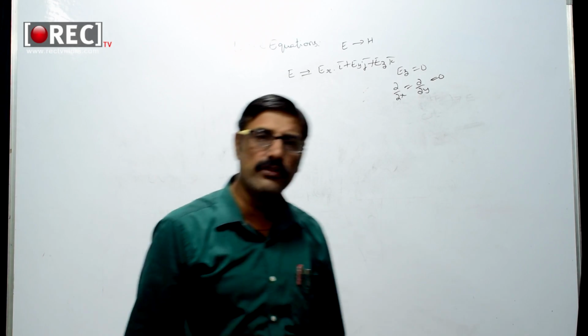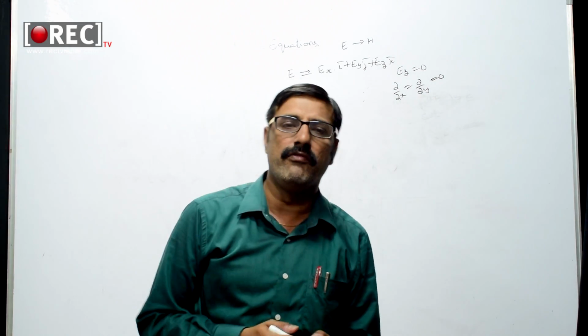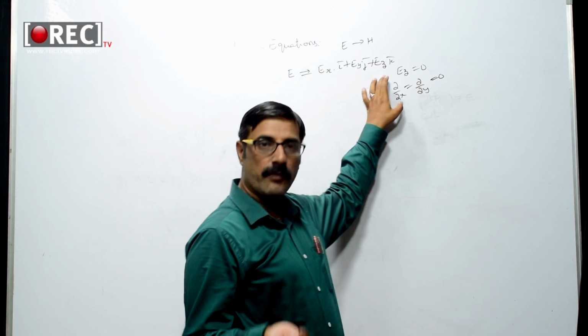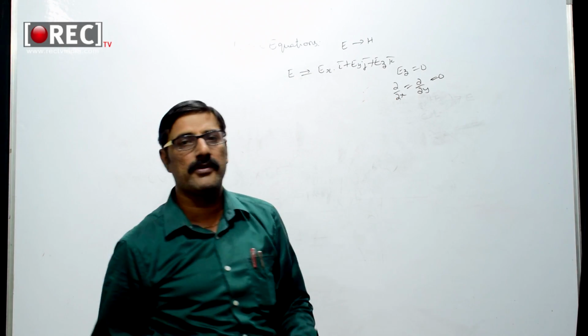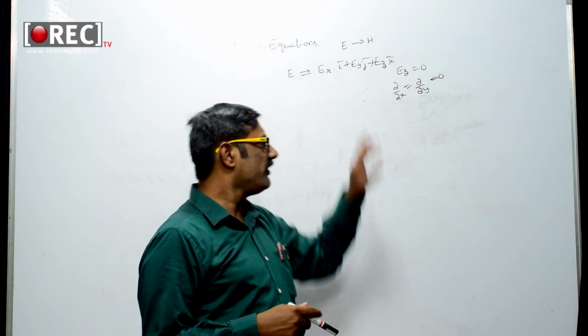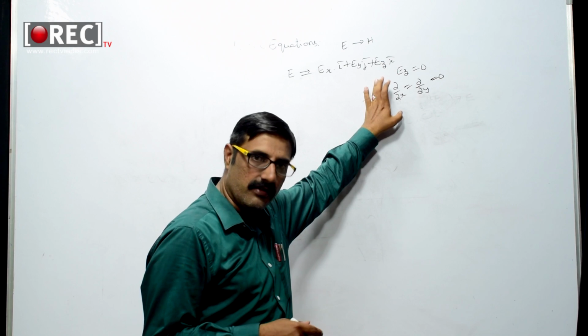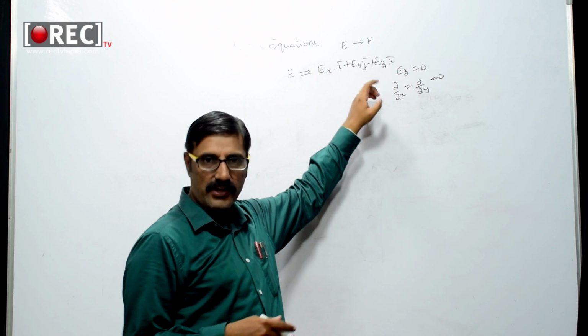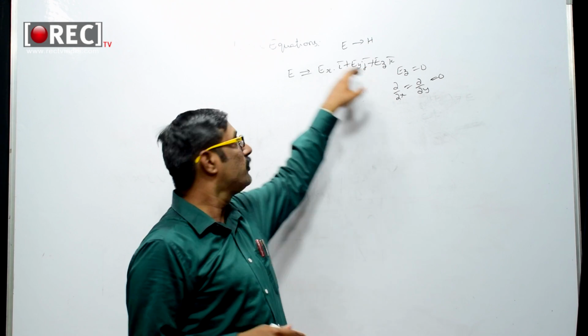So how can you define a uniform plane wave now? Any wave which does not have a component in the direction of propagation and does not vary with respect to the remaining two coordinates is called a uniform plane wave. Now let us apply these conditions to the wave equations.